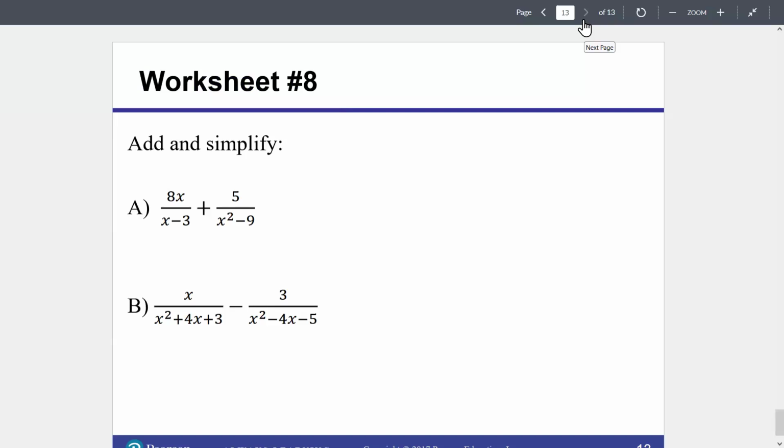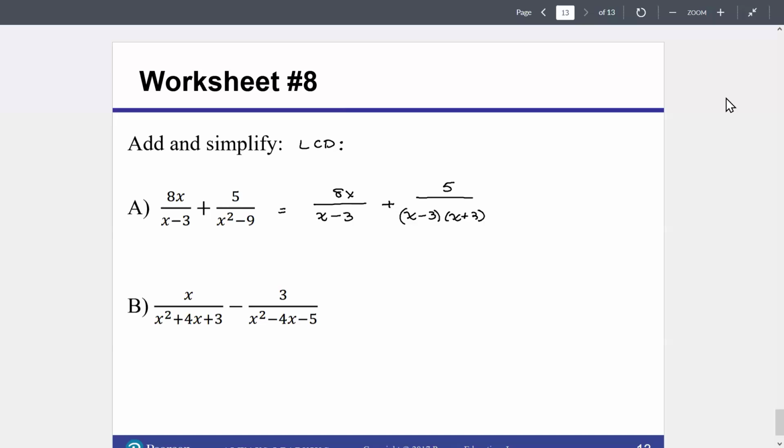So our last bit for this, take a moment and try to find the LCD if you can, or see if there's another way to rewrite this, so we end up with two rational expressions of the same denominator, and then we can add them together. All right, so for A, if we look at those denominators, we have 8x over x minus 3. X minus 3 cannot be factored any further. And then we have 5 over x squared minus 9. That can be factored further into 5 over (x minus 3)(x plus 3).